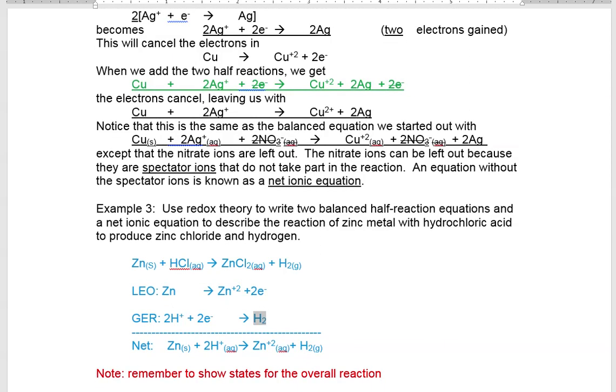Do remember to show your states for those overall reactions. I'm not too picky on the intermediate steps, but for your final reaction, you really want to be nice and clear.